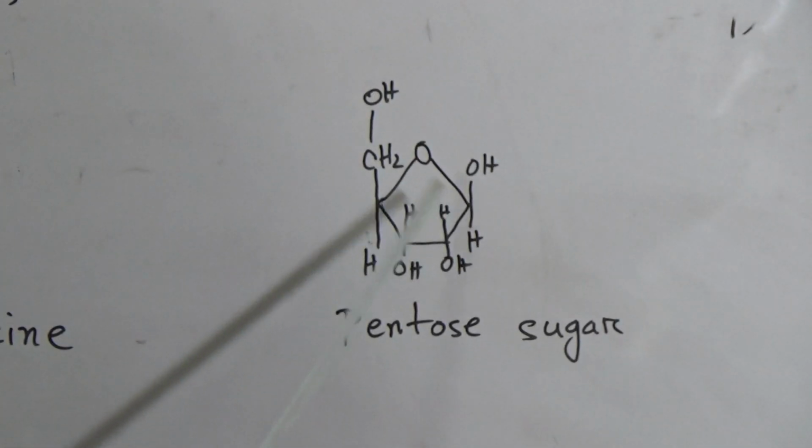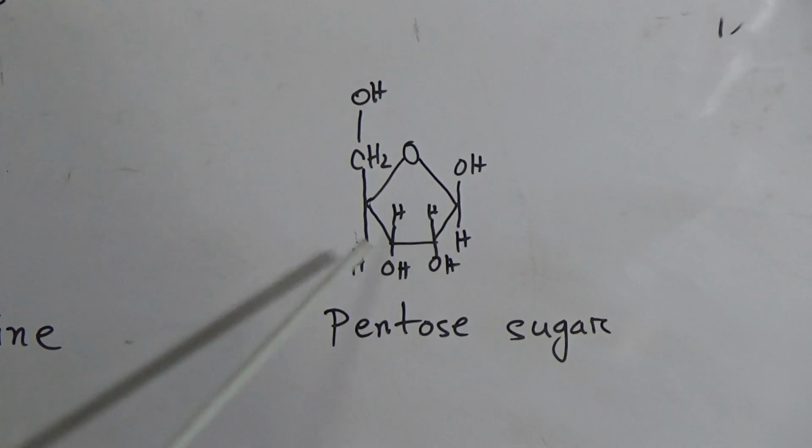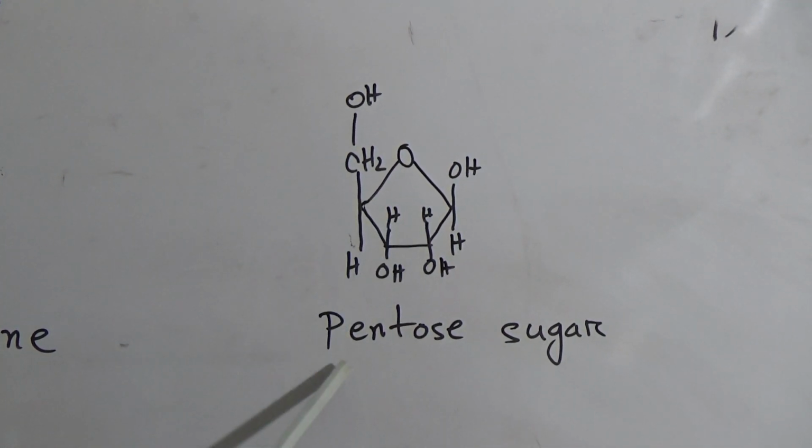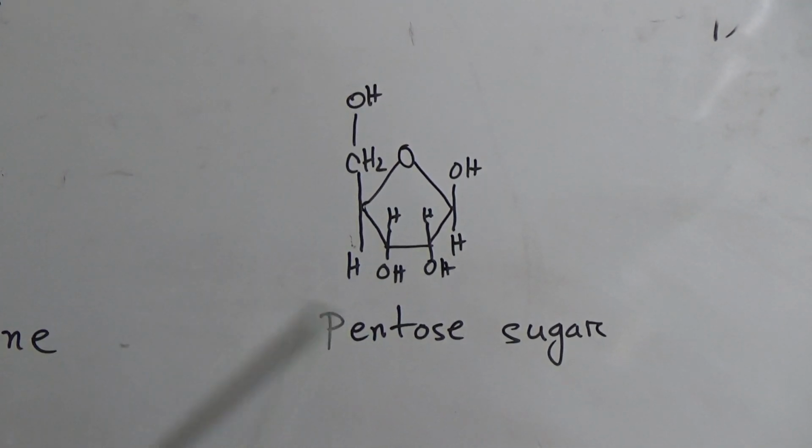And the pentose sugar is here. Pentose means 5 carbon; these sugars are called pentose sugar. This is the structure of pentose sugar. And another component here is inorganic phosphate.